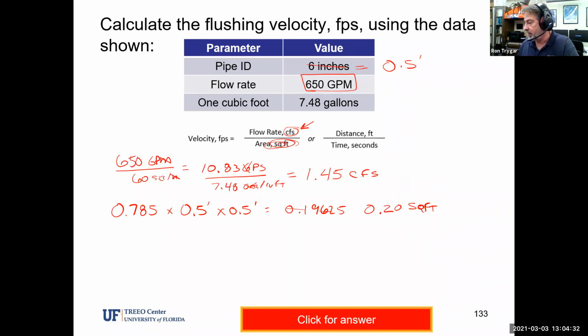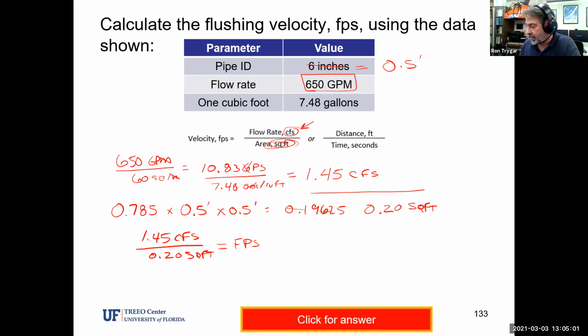So we have square feet and we have cubic feet per second. So we're going to divide the two. Let's rewrite it over here. So we have 1.45 cubic feet per second divided by 0.20 square feet. And we're going to end up with feet per second.